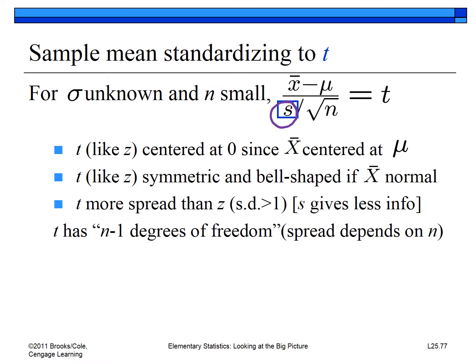We will say that t has n-1 degrees of freedom. In general, the shape of the t distribution depends not only on the standard deviation of the sample, but also on the sample size. The smaller the sample is, the fatter the tails. Using these degrees of freedom will allow us to choose which t distribution is appropriate.